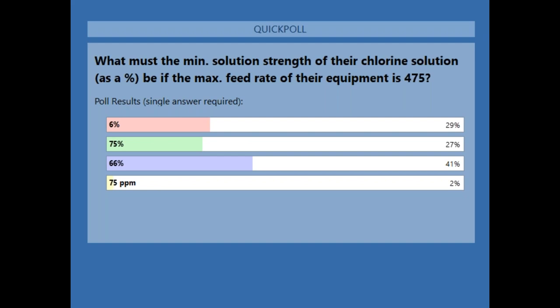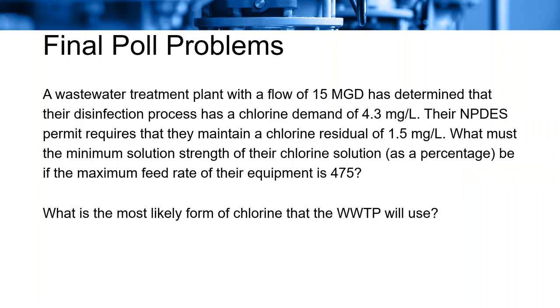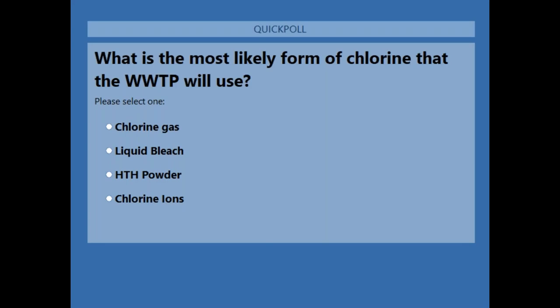This next question is, what is the most likely form of chlorine that the wastewater treatment plant will use? Our possible solutions are chlorine gas, liquid bleach, HTH powder, or chlorine ions. So go ahead and select which one, and that's going to match whatever percentage we found.